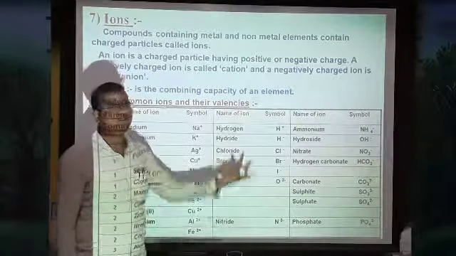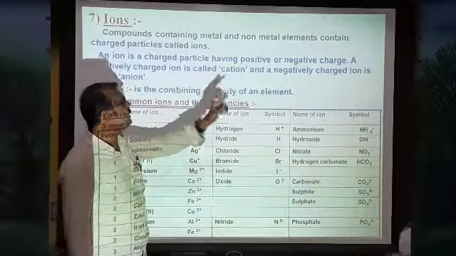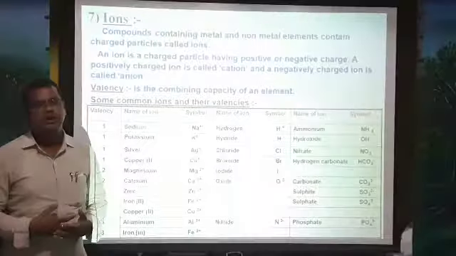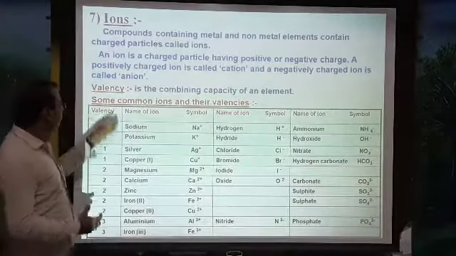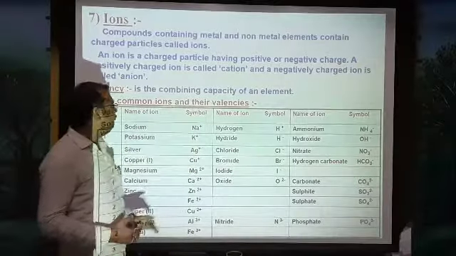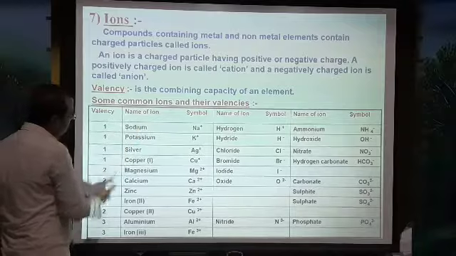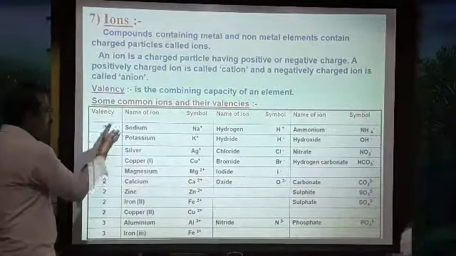And how do you know valency? Valency is the combining capacity of an element. How it combines, how much it combines with the other element, that is called the valency. Here are some common ions and their valency. We see the valencies here, the name of the ion and its symbol. Here we will see some examples.